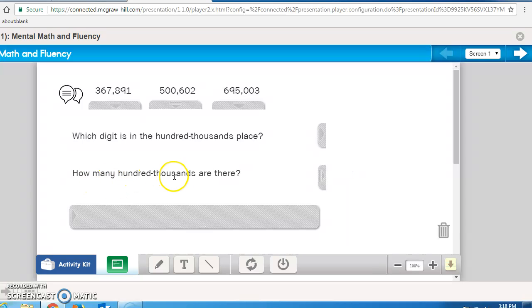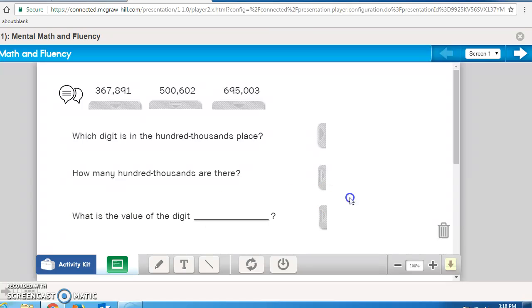So how many hundred thousands are there? Well, in this number, there's 300,000 because we say the number 367,000. In this number, there's 500,000 because it is 500,000. And how many hundred thousands in this last number? 6, because we say the number 695,000. And finally, what is the value of that digit? In the hundred thousands place, this one's worth 300,000. This one's worth 500,000. And the final one is worth 600,000.